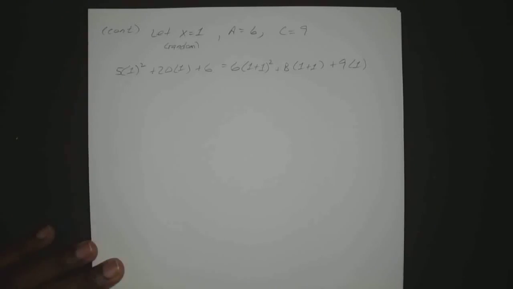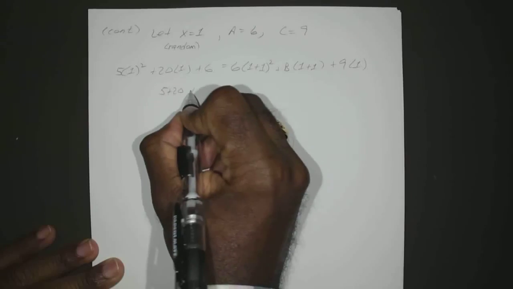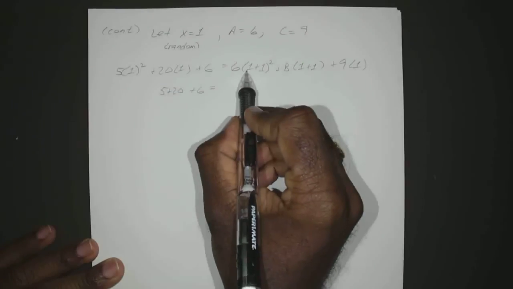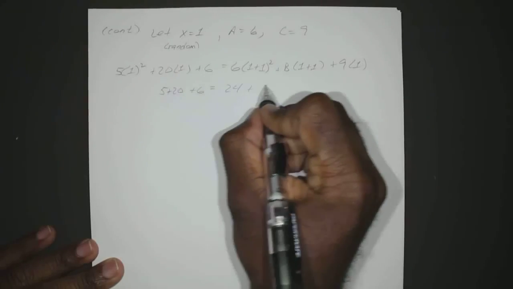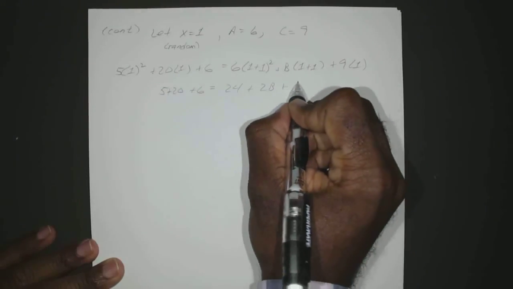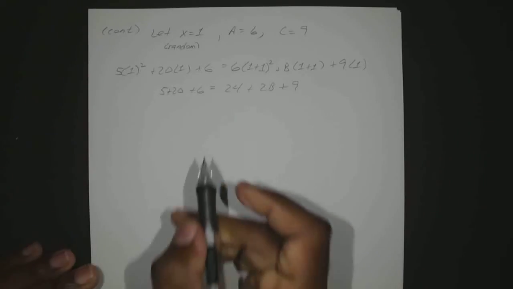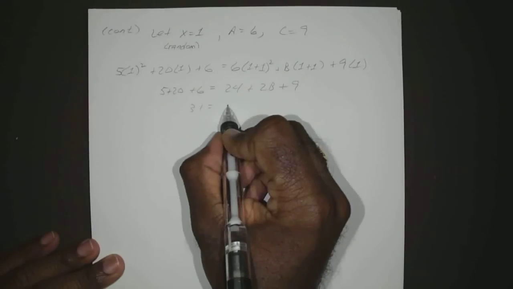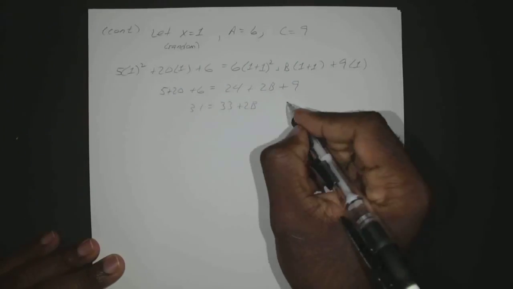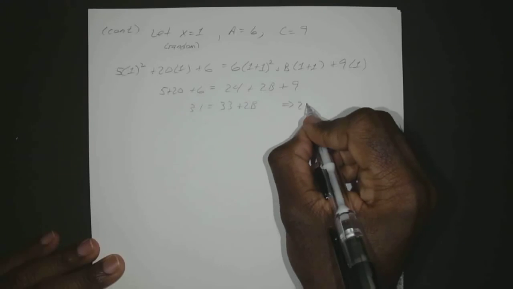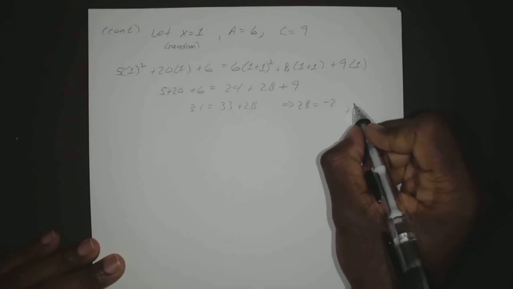Okay, so we end up with 5 plus 20 plus 6 equals 2 squared is 4, so that's 24, plus 2b plus 9. Okay, so we have 31 equals 33 plus 2b. Like that, that becomes negative 2. So 2b equals negative 2. So we know that b is equal to negative 1.